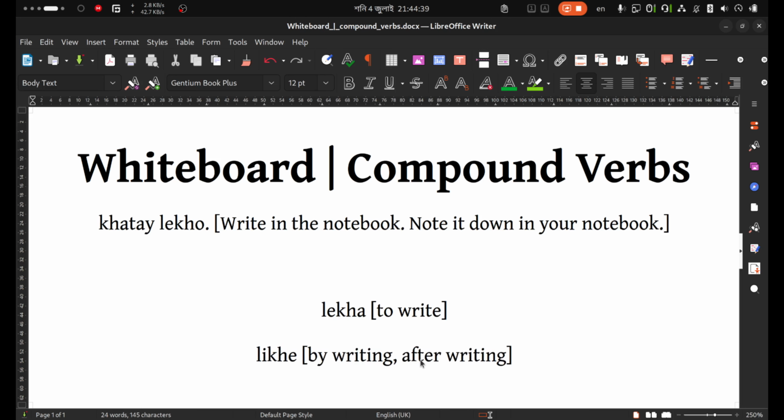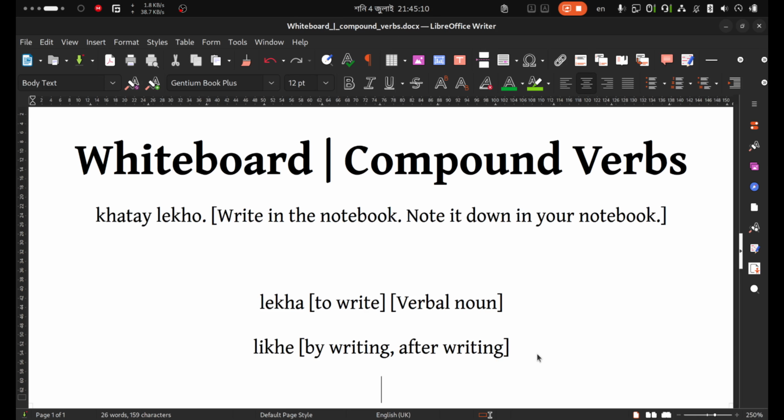These types of meanings can be put with this ending of non-finite verbs. And lekha is simply, we could say, the verbal noun. I forgot the exact name of this form. This is not conditional. There is another form which is also a non-finite form.